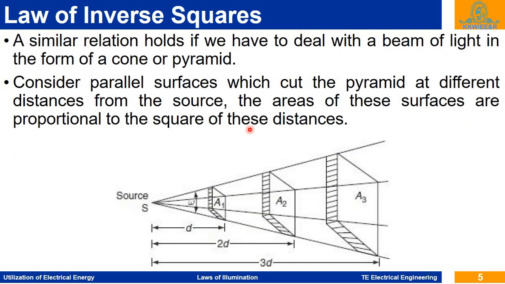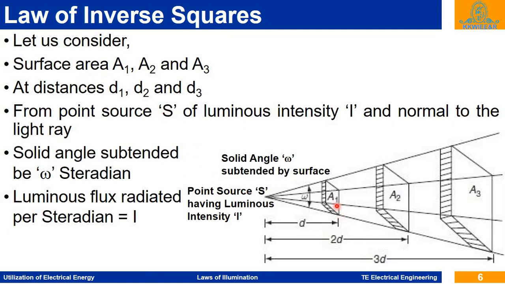Now we'll derive this law. There is a light source, and we place A1, A2 and A3, three parallel surfaces, which form a pyramid at different distances. With these lines and these square surfaces the pyramid is formed, and the areas of these surfaces are proportional to the square of the distance. We consider the areas of these surfaces to be A1, A2 and A3, and D1, D2 and D3 are the respective distances from the point source to A1, A2 and A3.